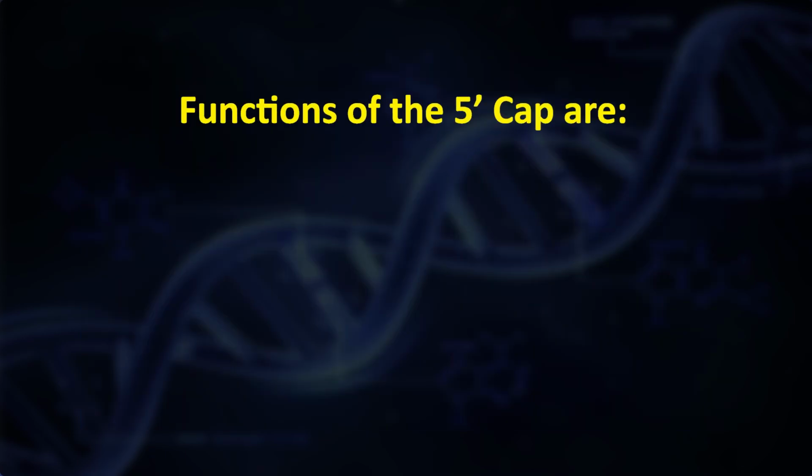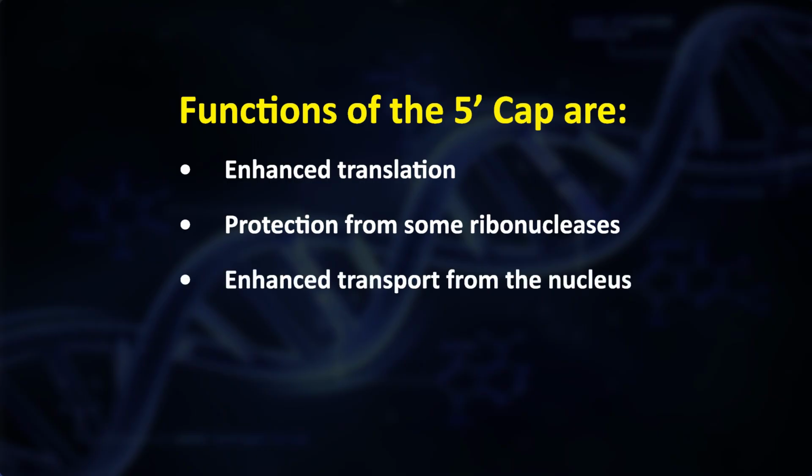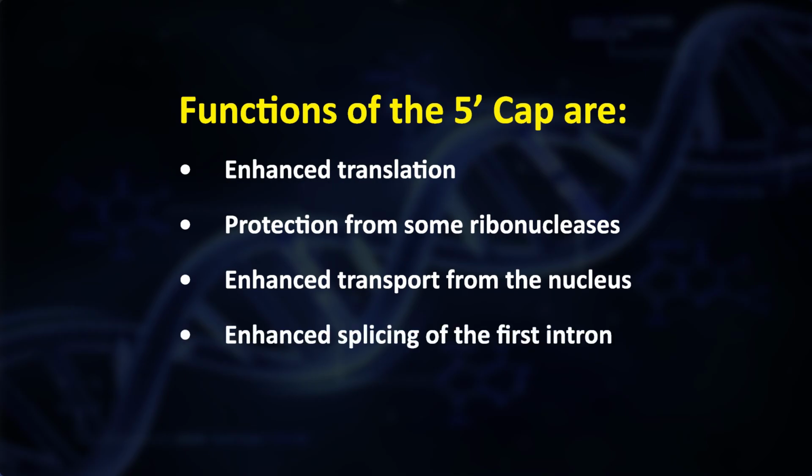Some of the functions of the 5' cap are as follows: enhanced translation, and protection from some ribonucleases. It also enhances the transport from the nucleus. It also helps in enhanced splicing of the first intron for some pre-mRNAs.